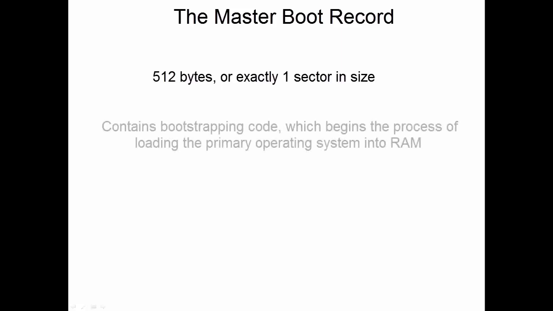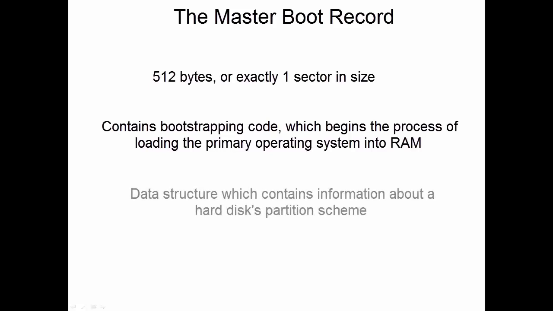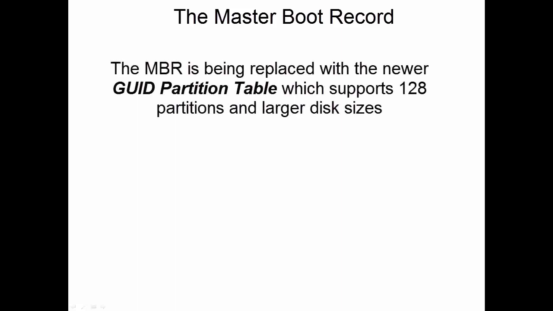The master boot record is a 512-byte block of information which holds code for loading an operating system into a computer's RAM, as well as details about a hard disk's partition scheme. In legacy hard disk media, as well as in many current disks, the master boot record is the default partition scheme. The master boot record is being replaced with another partition scheme, which is known as the GUID partition table.